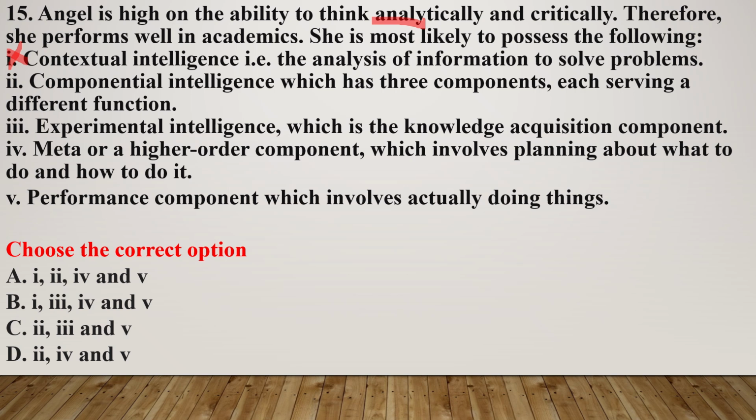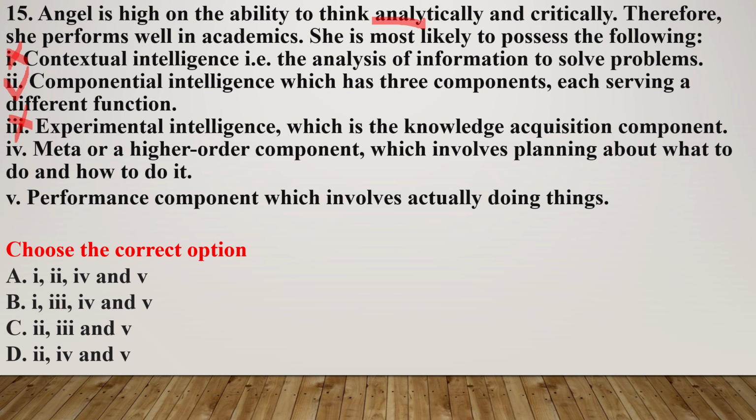Second, componential intelligence has three components, each serving a different function. Right. Componential has three parts. One is acquiring the information, meta component, and performance component. Third is experiential intelligence, which is knowledge acquisition component. Experiential is the correct word. Experiential is related to the creative intelligence. So this is an incorrect statement.